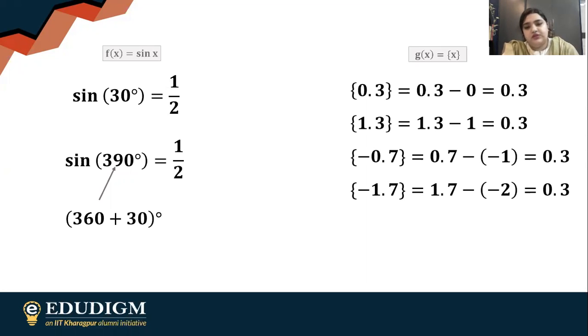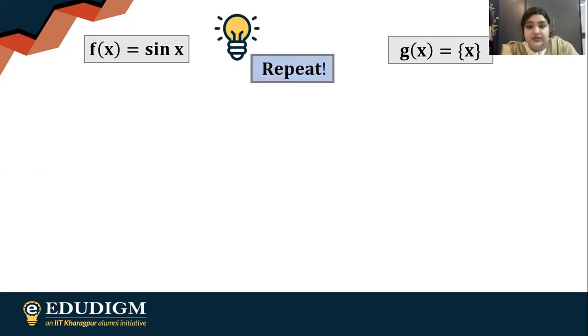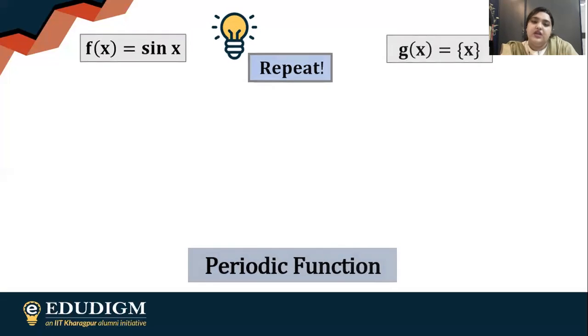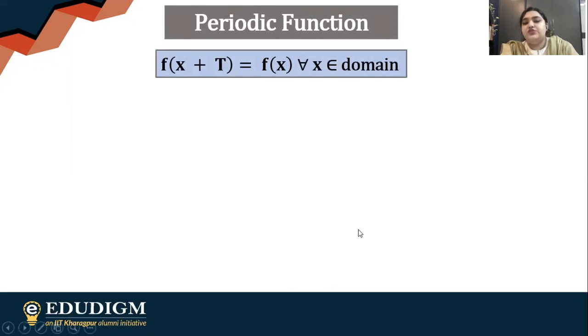So what do we observe here? Forget about all these values that we have worked out. Consider f(x) equals sine x, g(x) equals fractional part of x. All of a sudden, you notice a very similar property. They repeat their values after a certain interval. These kinds of functions are called periodic functions. Mathematically speaking, if you take any function which gets repeated after a specific time T, it's called a periodic function. This T is called the period of the function.